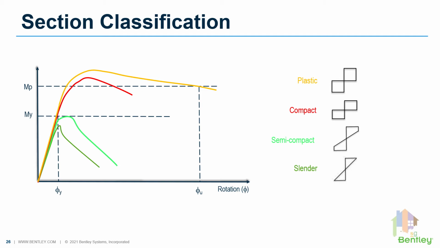Plastic and compact sections can develop plastic moment of resistance, but compact section has inadequate plastic hinge rotation capacity for formation of plastic mechanism. Semi-compact section can reach yield stress only due to local buckling. Plastic moment cannot be generated in this class of section. And finally, slender section buckles locally even before reaching the yield stress. It is the most inferior section and the code does not recommend using this section.